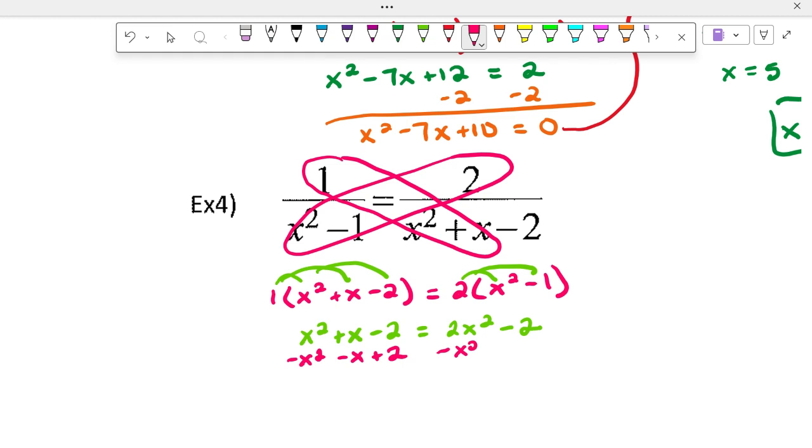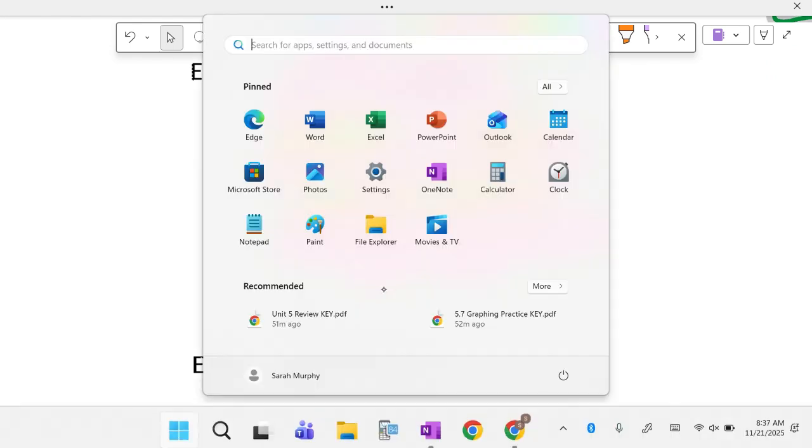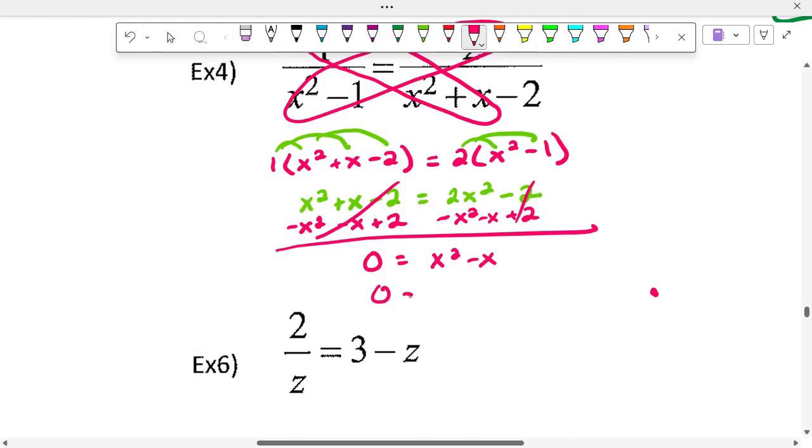So I'm going to subtract x squared, subtract x, add 2. That goes away. I get 0 is equal to x squared minus x, and then the 2's cancel out. So if I solve by factoring, what's the only thing I got to do? I just need to factor out GCF of x. So 0 would equal x times what? X minus 1.